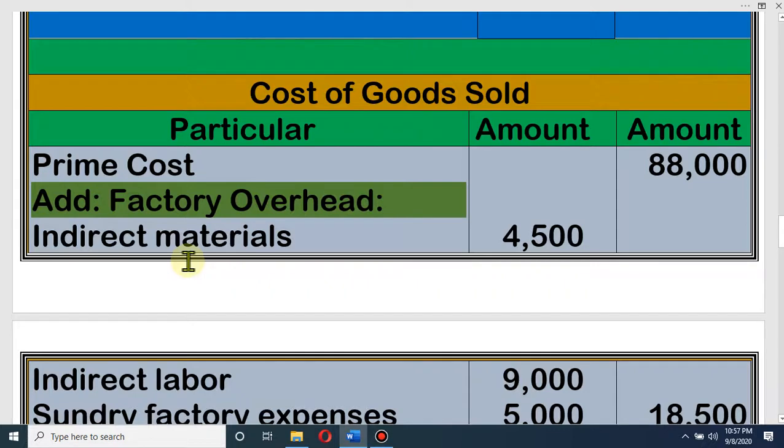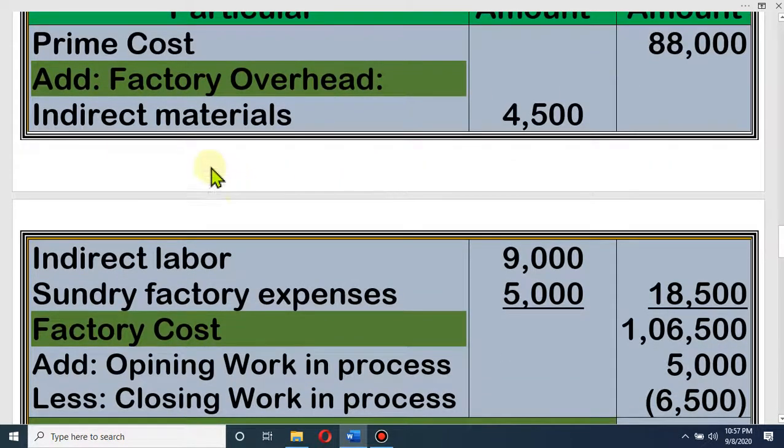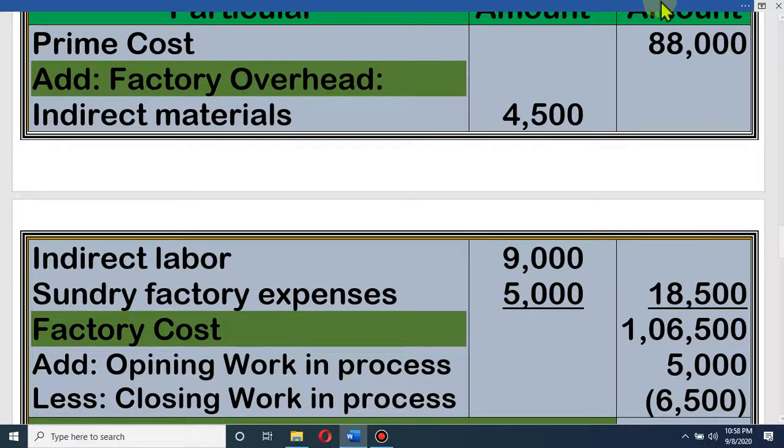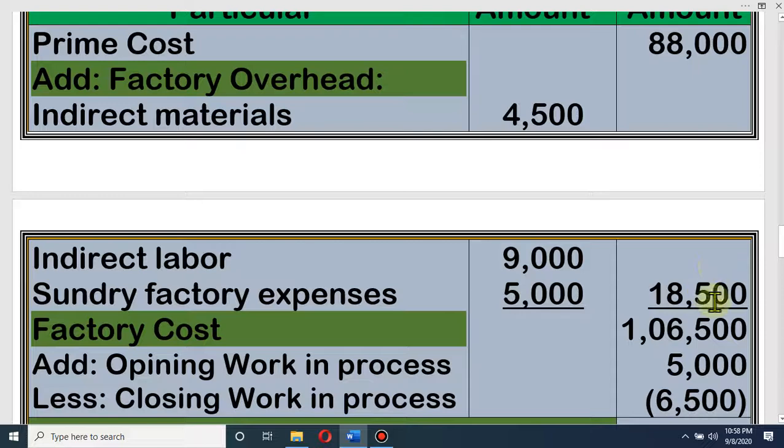Sometimes the requirement will come, find the amount of factory cost. So at first you have to write prime cost, then factory overhead. We have three: indirect raw materials, indirect labors, and sundry factory expenses. These three together it is 18,500. So prime cost is 88,000. With that we have to add factory overhead 18,500, and 88,000 plus 18,500, it is 1,06,500. This is factory cost.